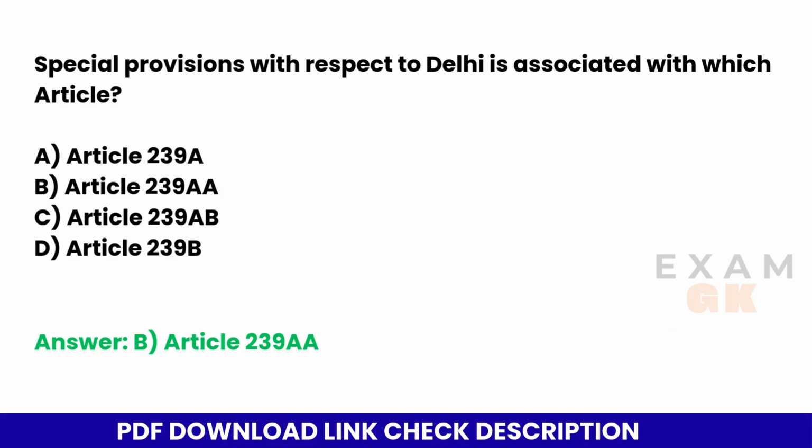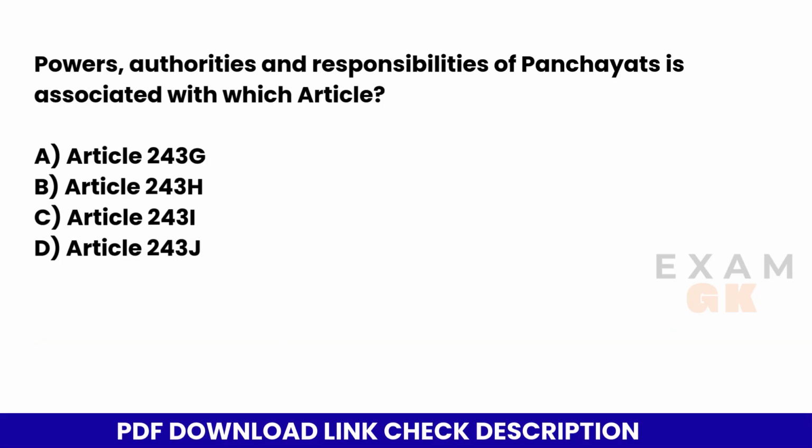Answer B. Article 239. Powers, authorities, and responsibilities of panchayats is associated with which article? Answer A. Article 243G. Powers, authorities, and responsibilities of municipalities is associated with which article?